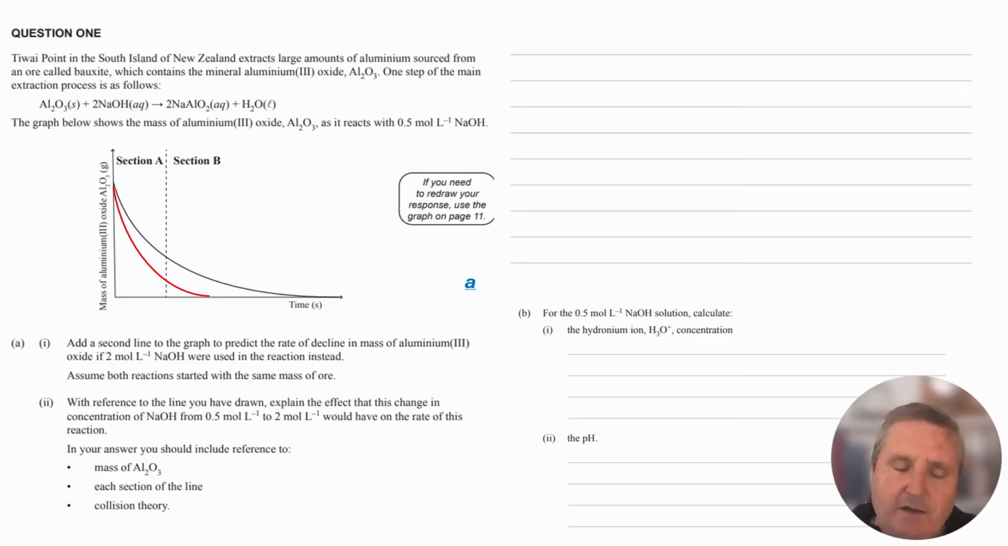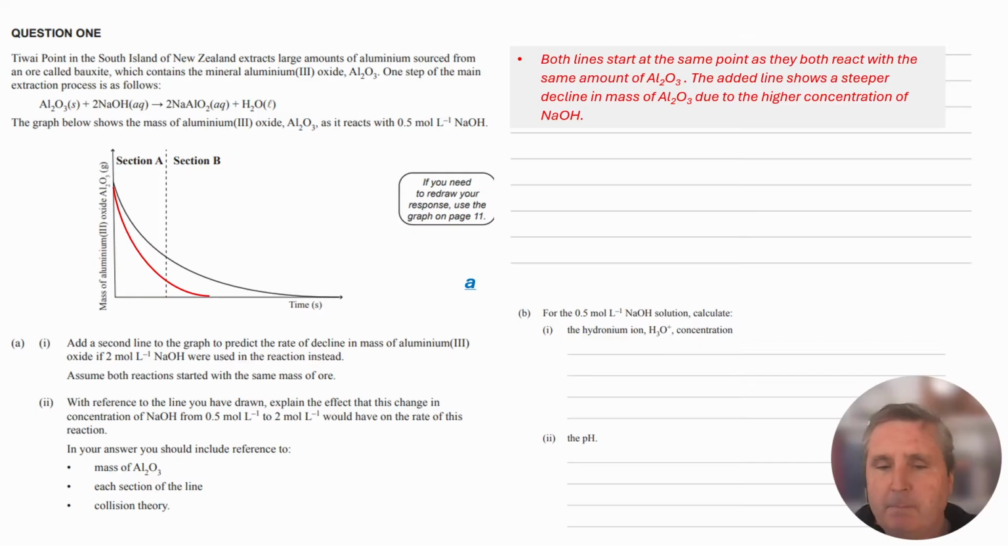Well, I'm going to start by stating about the mass. Okay, so both lines start at the same point as they both react with the same amount of aluminium oxide. The added line shows a steeper decline in mass due to the higher concentration. Now that hasn't given them a lot of detail here, but we have ticked off the first bullet point here.